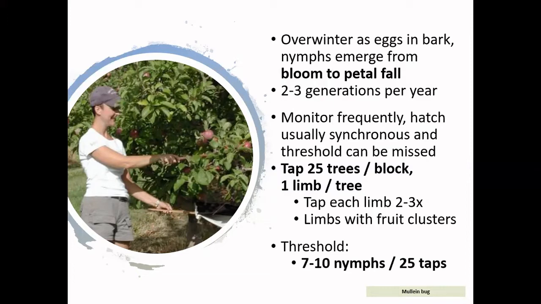And when I refer to taps, it's holding the tapping tray below the tree, similar to what you're seeing in this picture, and then using a stick to tap 2 to 3 times on a large limb, then observing what insects have dropped down onto the tapping tray. So threshold for mullen bug is 7 to 10 nymphs per 25 taps that occurs in the orchard. So the threshold is relatively low, depending on the pressure of the pest in the orchard.